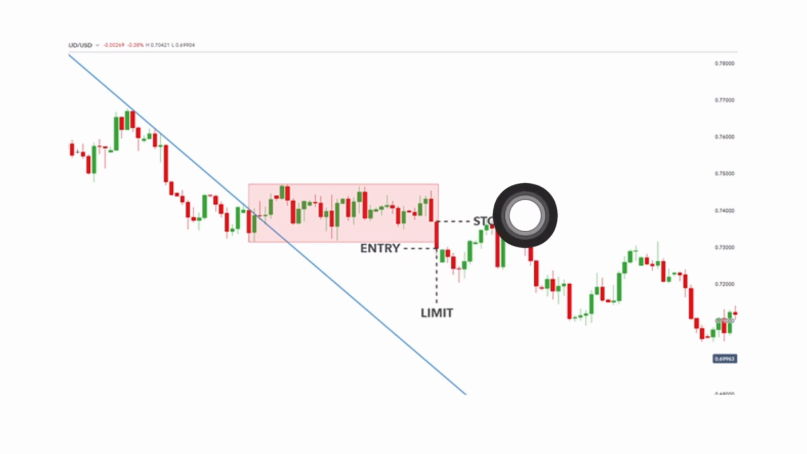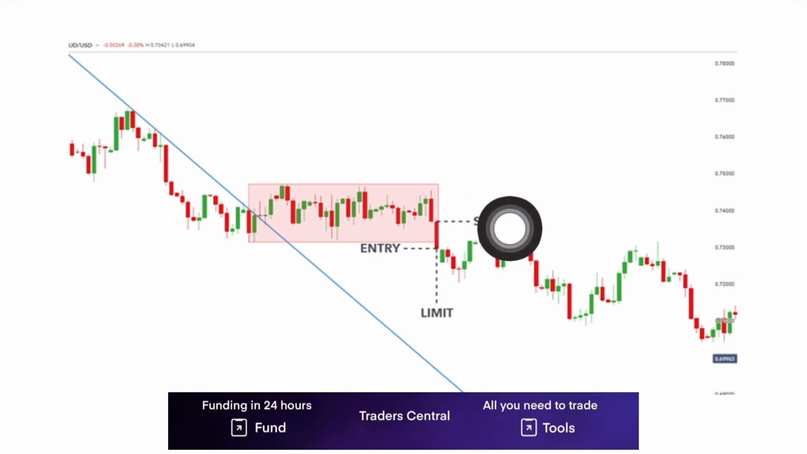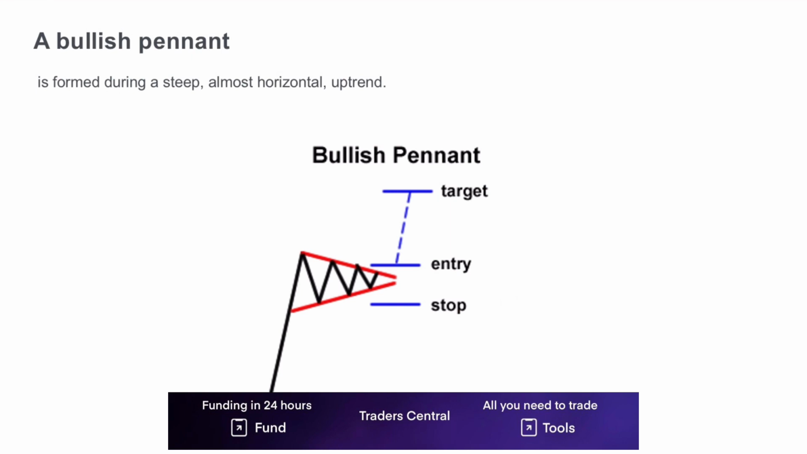So we set our stop loss just a few pips, not so far, then our target has to be here. It has to be the same level from here to here. That must be our target. So this is our bearish rectangle. So then from there we have the bullish pennant.